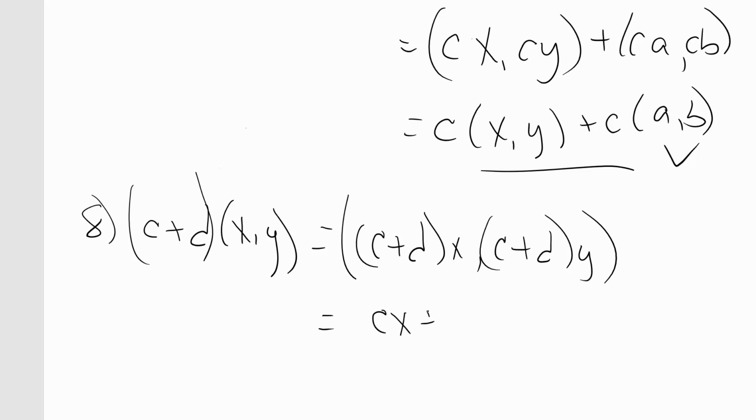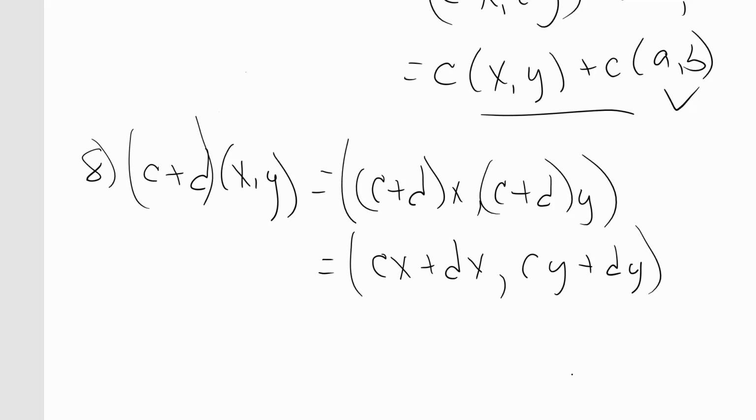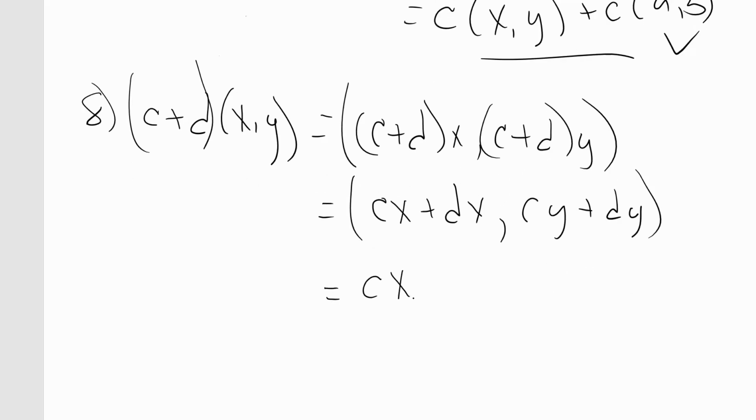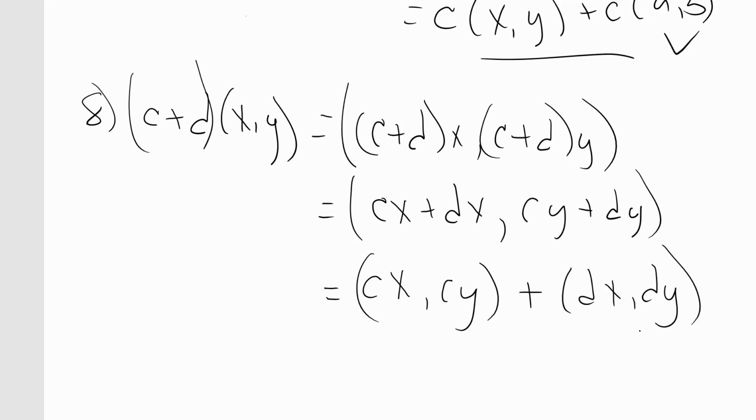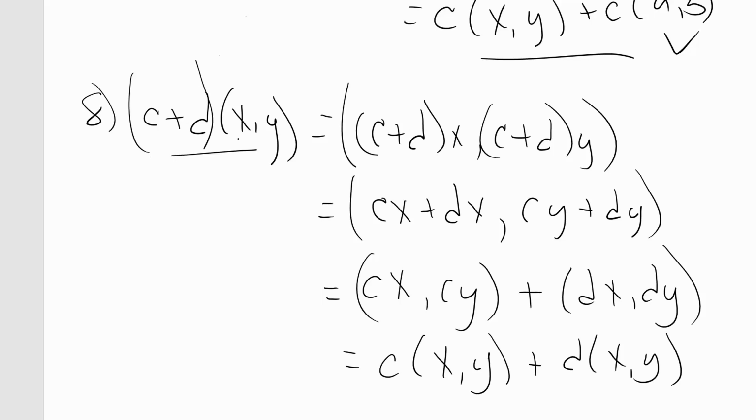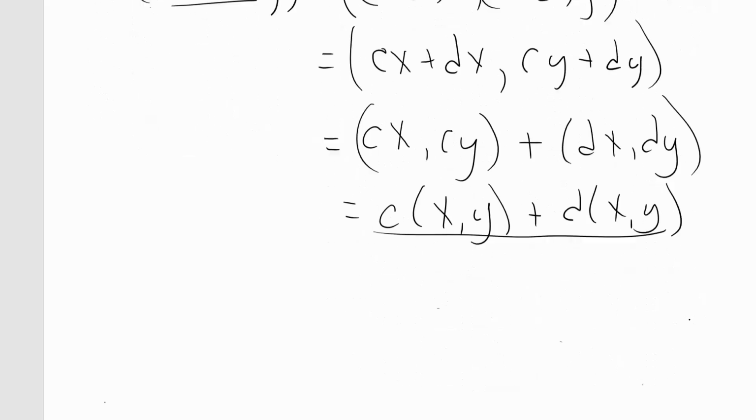So I get (cx plus dx, cy plus dy). So that's going to become (cx, cy) plus (dx, dy). Well, I can pull out a c times (x, y) plus pull out a d times (x, y). So yes, I can mathematically show that I can distribute the c and the d first, or distribute the c, then distribute the d, and you're going to get the same answer.